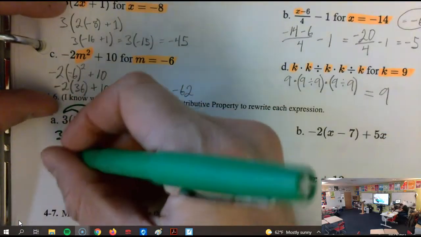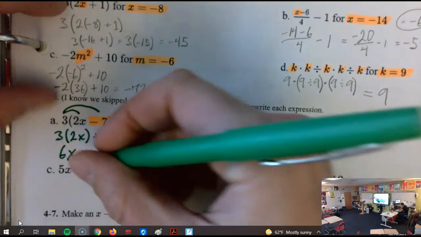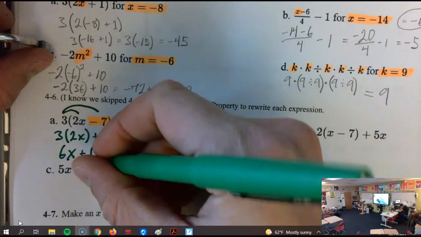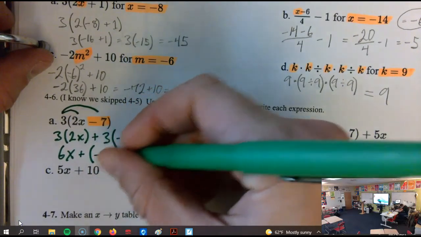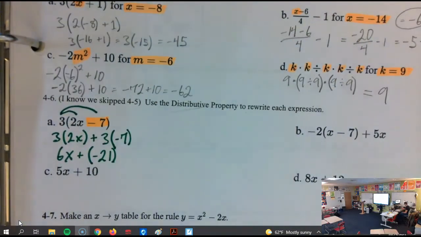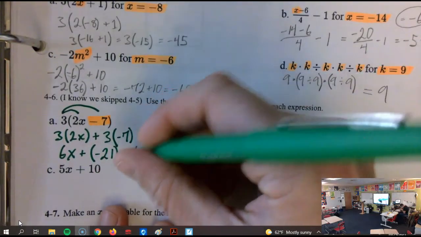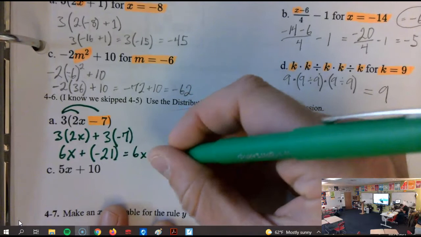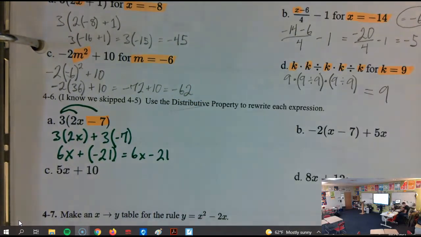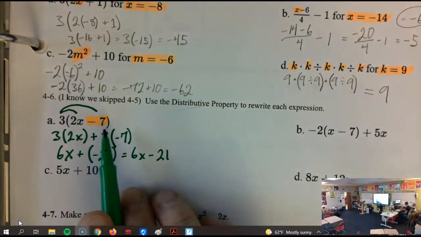So 6x and a negative 21. Or, if you did it your way, 6x minus 21. Trapdoors, people forget to do the second distribution.